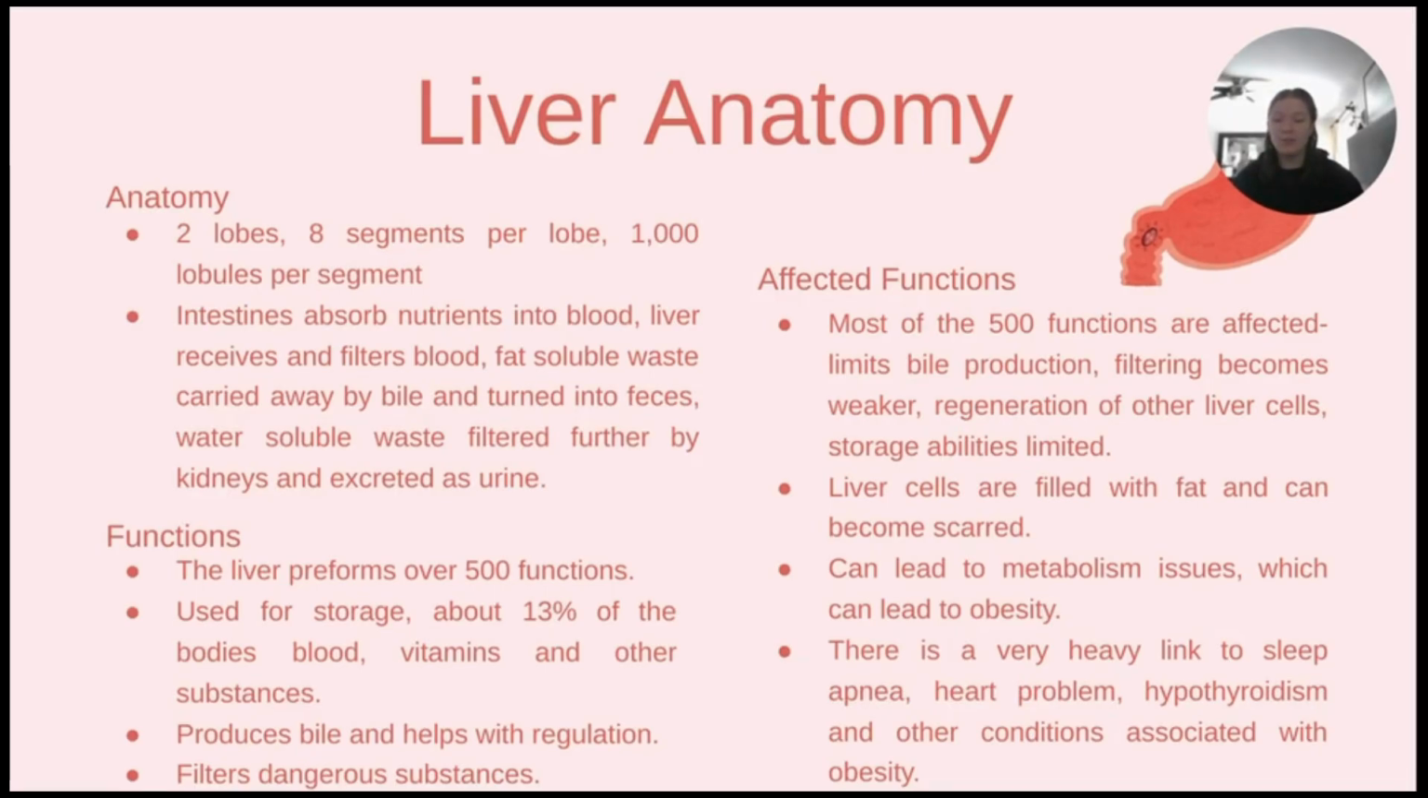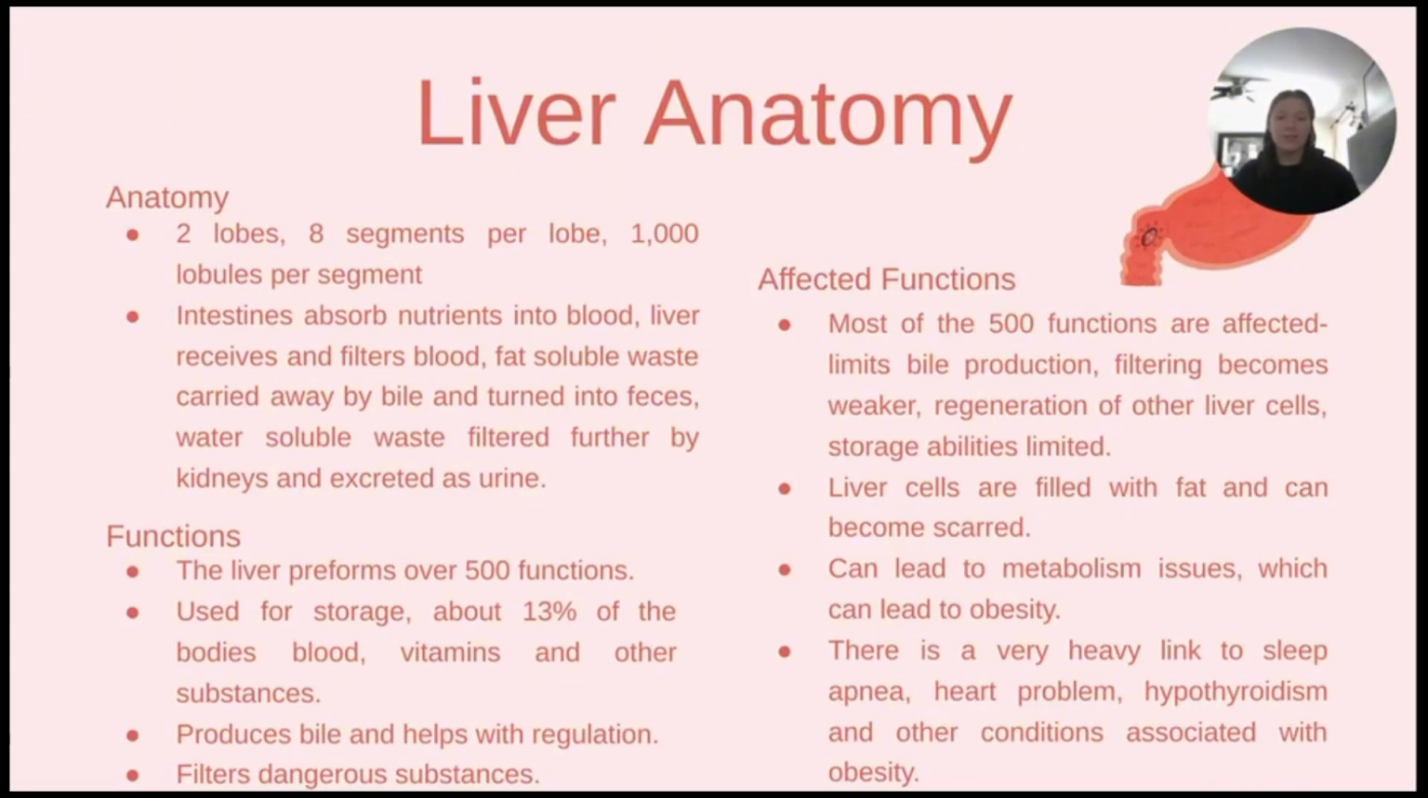The liver does a lot more than just waste management, though, and actually performs over 500 functions. It has very heavy storage uses and holds about 13% of the body's blood, along with vitamins and other substances such as glycogen and iron. As we already know, it helps in the production of bile as well as regulation in many aspects. The liver is also responsible for the filtering of dangerous substances such as toxins, alcohol, drugs, and certain medications.